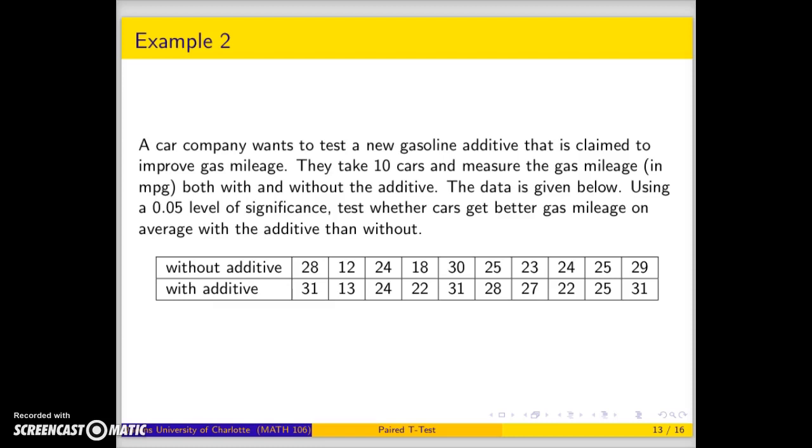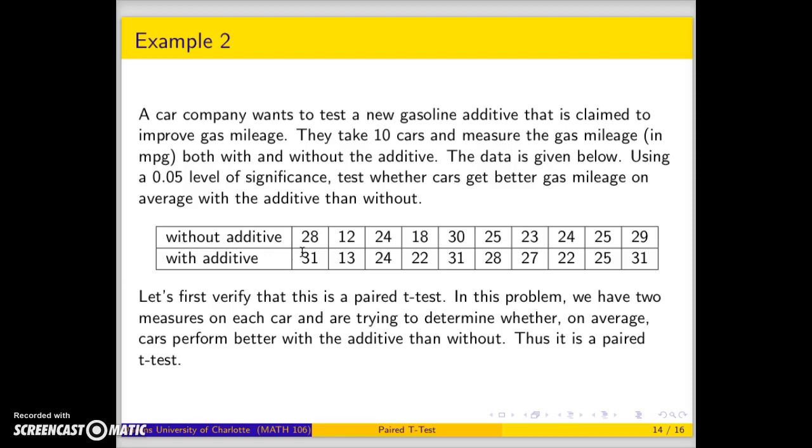So here's another example. We have a car company with a new gasoline additive, and they claim that it improves gas mileage. So we are taking 10 cars and we measure gas mileage with the additive and without the additive. So we have repeated measures. For instance, the first car here had 28 miles per gallon without the additive and 31 miles per gallon with the additive. So that's why this would be a paired t-test. We have 10 different cars that have repeated measures. So it's a paired t-test.